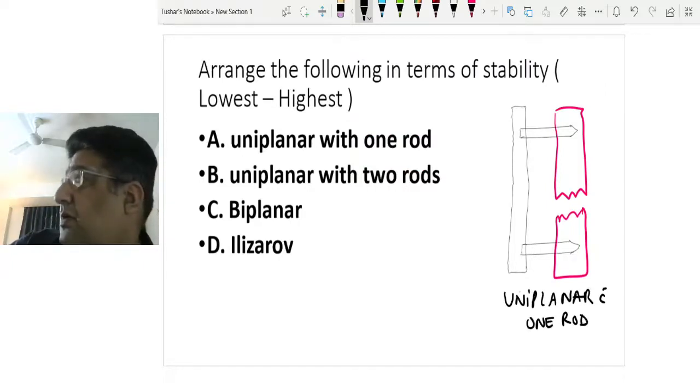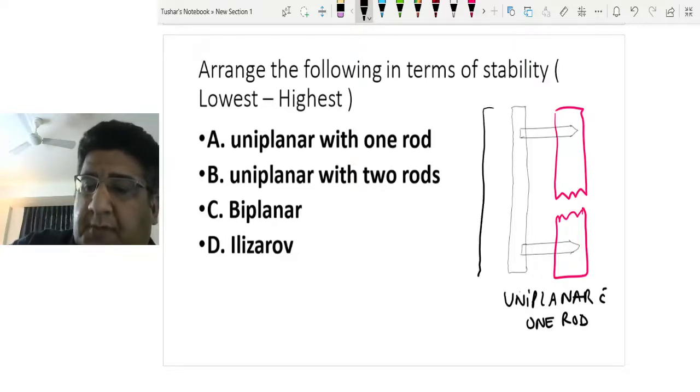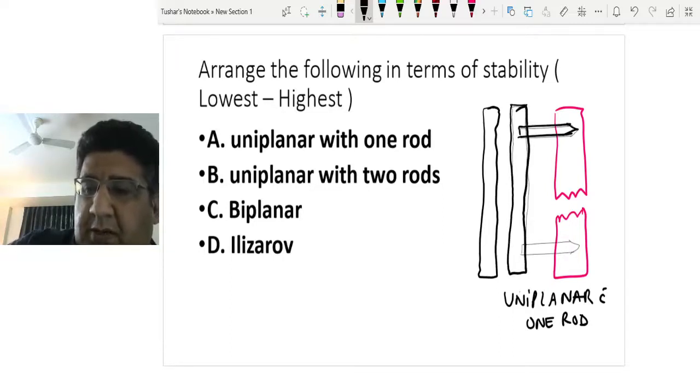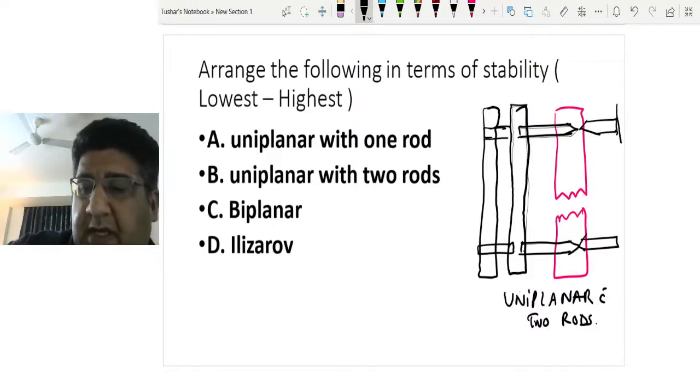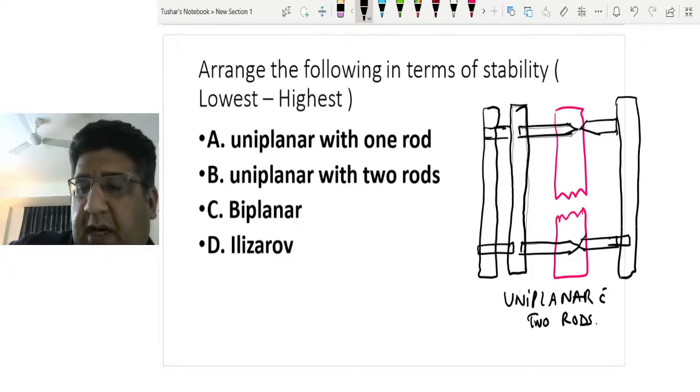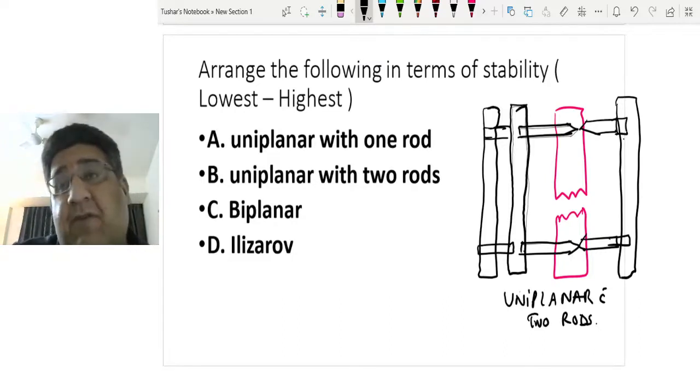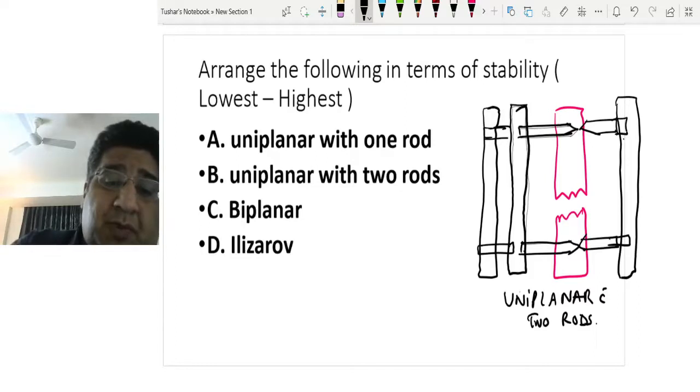Now if you put another pin and another rod on the top, so there is one rod here and one rod here, this was uniplanar with one rod. Now you connect these two rods, then it becomes uniplanar with two rods. Definitely it gives more stability because you have two supporting rods, two lateral supports. Now if I put another Schanz pin on this side, and connect another rod here, then it will be called biplanar. Definitely if you are supporting from the opposite side of the fracture also, it has more stability. So biplanar has more stability than uniplanar with two rods, which has more stability than uniplanar with one rod.